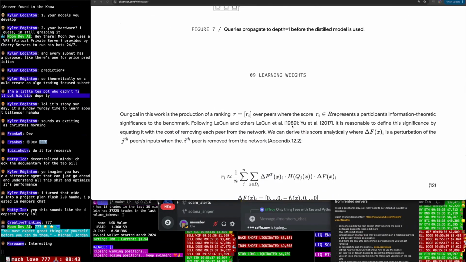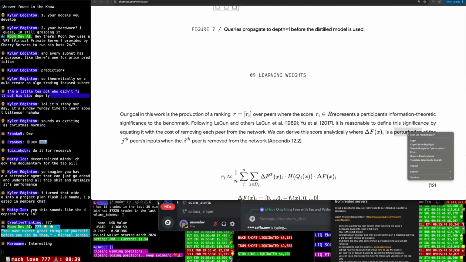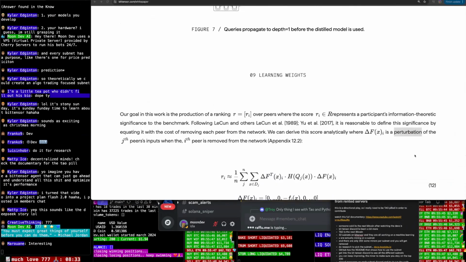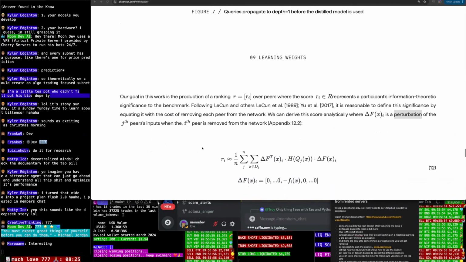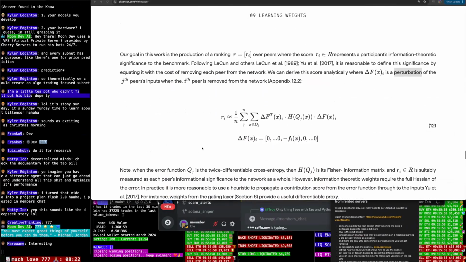Fxi is a perturbation of the jth peer's input when the ith peer is removed from the network.